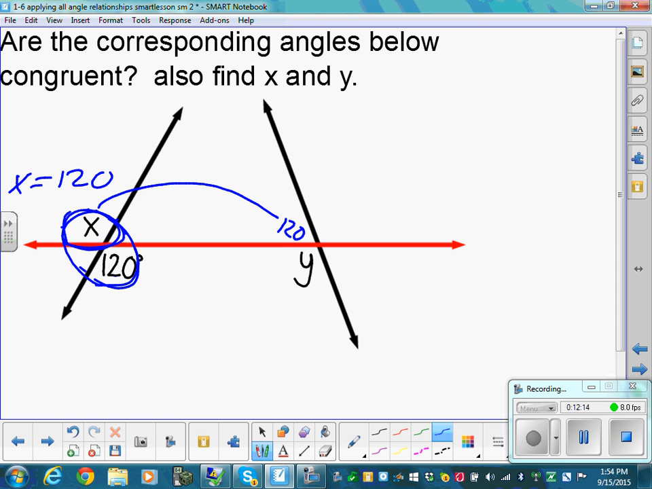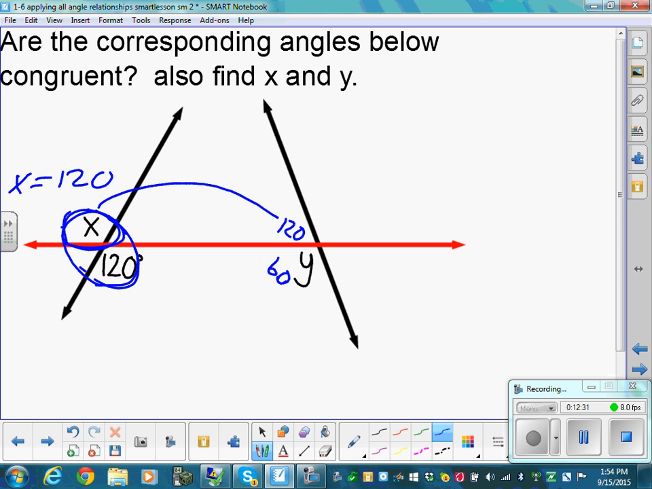Correct. So if you want to find y, this whole angle is going to be 180. So 180 minus 120, which is 60. Beautiful. And they're vertical, so the other side is 60. Okay, but we can stop there. You're right. That's a good idea. Very good. Okay, does everybody see how we got 60?